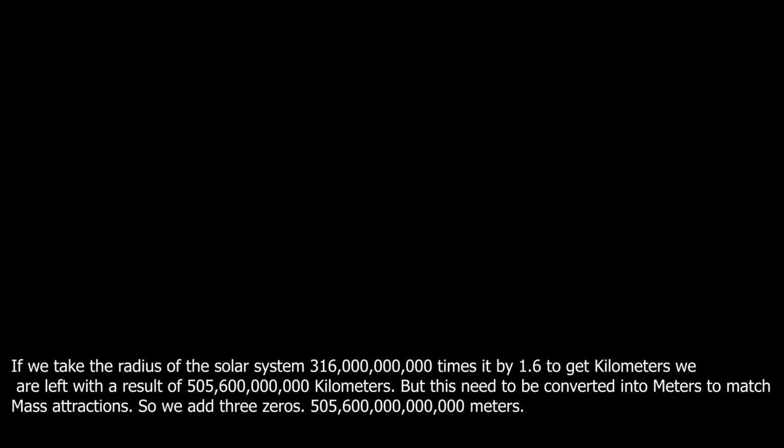If we take the radius of the solar system, 316 billion, times it by 1.6 to get kilometers, we are left with a result of 505 billion 600 million kilometers. But this needs to be converted into meters to match mass attractions. So we add 3 zeros, which will give us 505 trillion 600 billion meters.